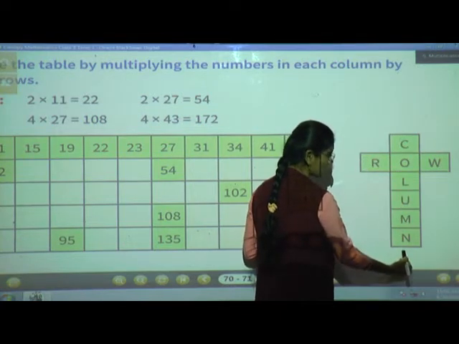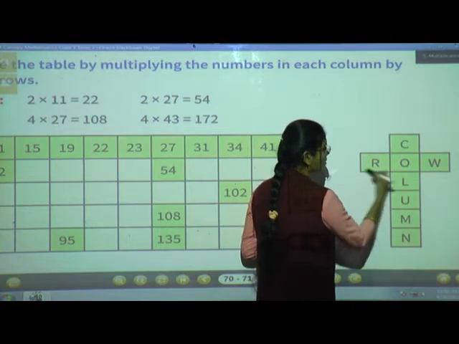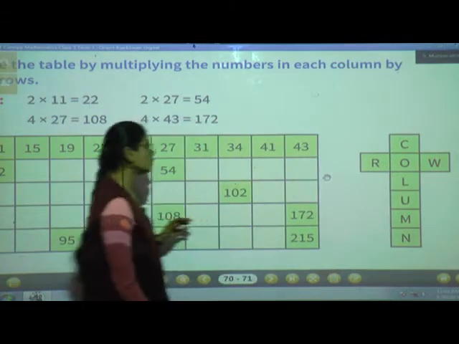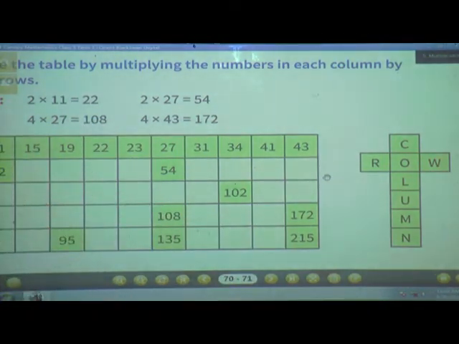This vertical boxes is called column and this is a row. Now what you have to do? You have to complete this table in your textbook.